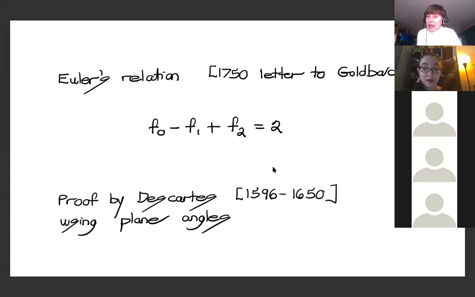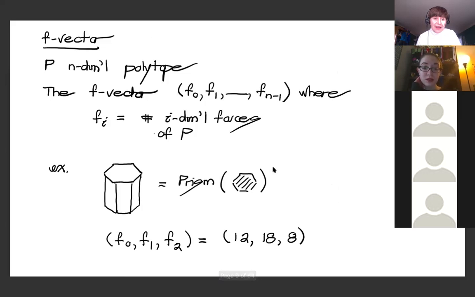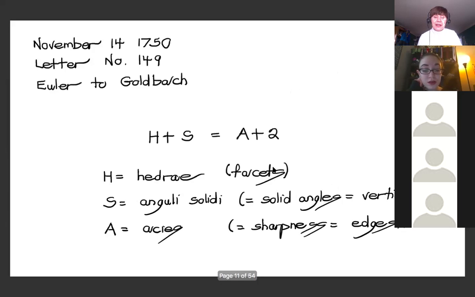And let's actually check that quick for the octahedron. I didn't write that down, but let's check it for the cube, because we were looking at the cube before. Oh no, actually we have one to check. I'm being dumb. Prism of the hexagon: 12, 18, 8. So is it true when we take the alternating sum of this, we get 2? 12 minus 18 plus 8. Ha, shocking, we get 2.